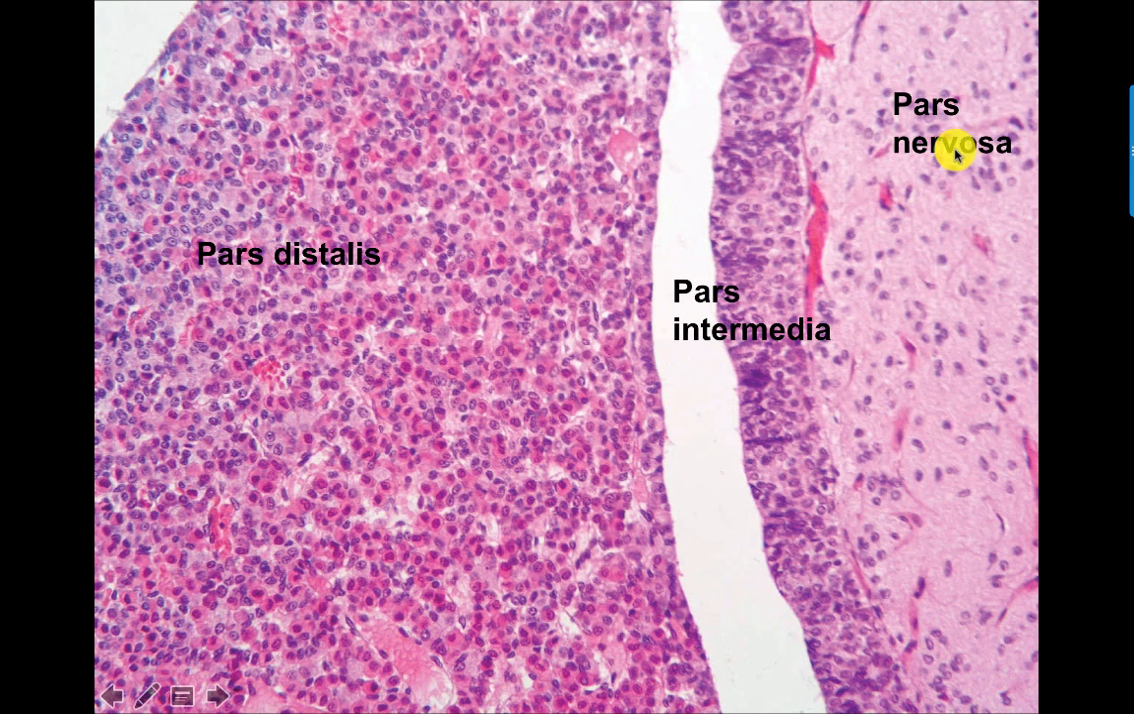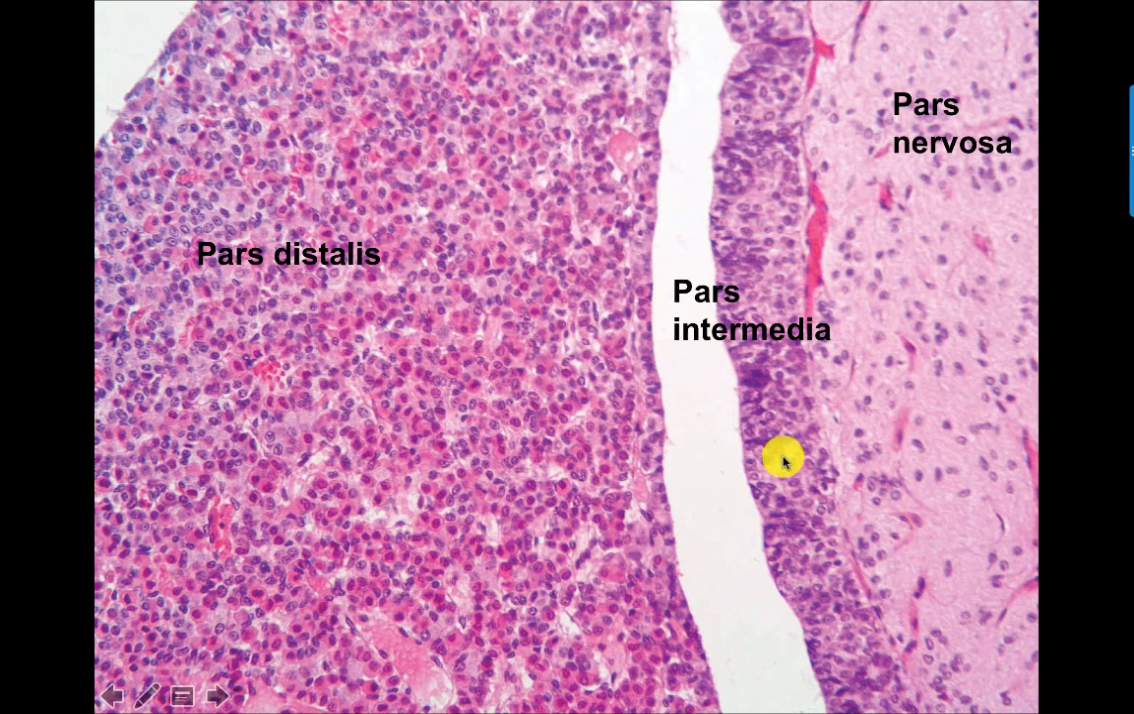Again, the pale area is the pars nervosa, showing the fenestrated blood capillaries, showing the nuclei of the pituicytes, and showing these red fibers, which are the unmyelinated axons of the hypothalamo-hypophyseal tracts, which are the axons of the neurosecretory cells high up in the hypothalamus.